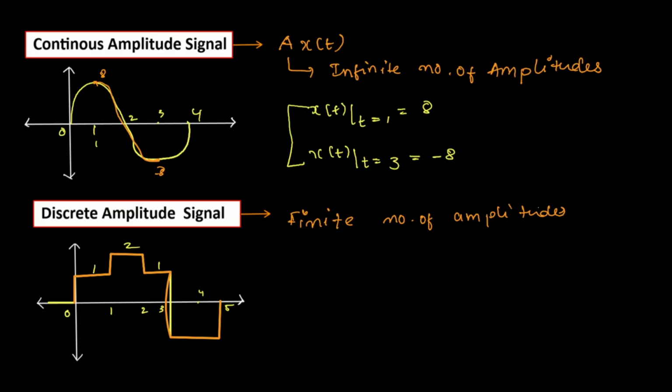In the next video, we will learn about discrete and continuous time when we are mixing the two types of signals, with two types of variable. We will take continuous time and continuous amplitude, continuous time and discrete amplitude, discrete time and continuous amplitude, and discrete time and discrete amplitude signals, and we will observe the difference between them.